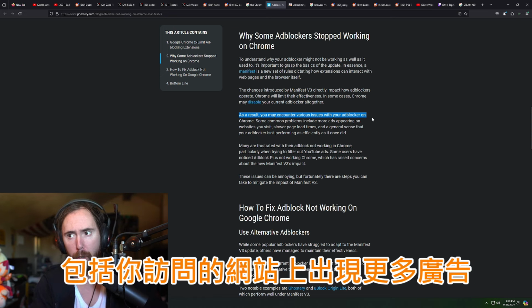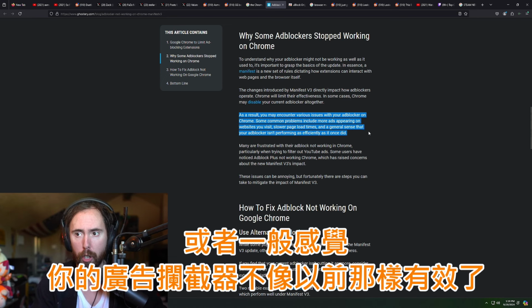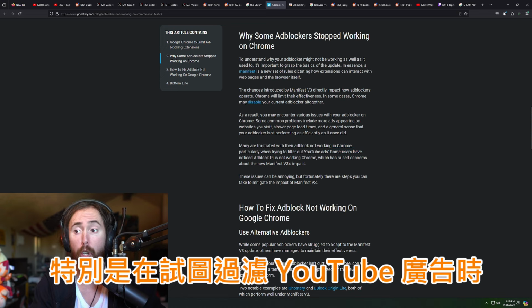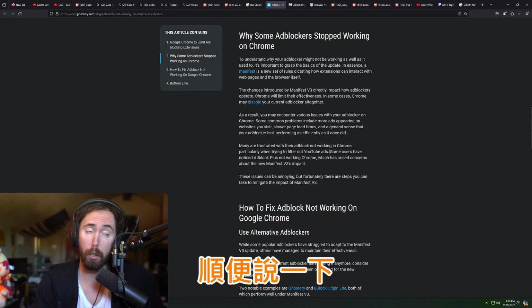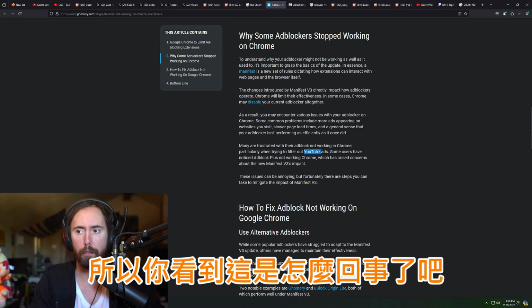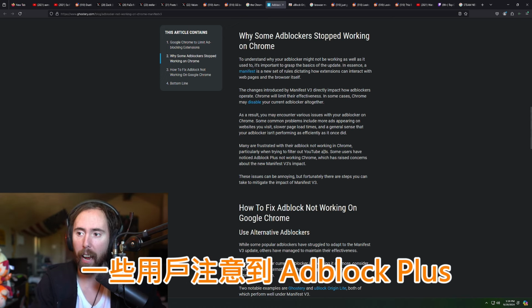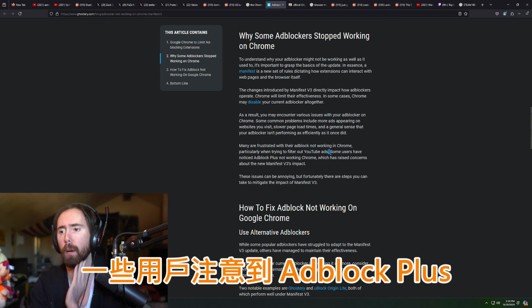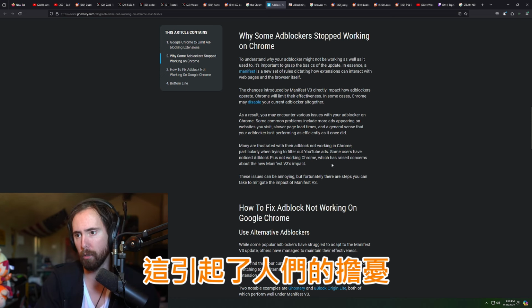Some common problems include more ads appearing on the websites you visit, slower page times, or a general sense that your ad blocker isn't performing as efficiently as it once did. Many are frustrated with their ad blocker not working in Chrome, particularly when trying to filter out YouTube ads, which also, by the way, is owned by Google, which also makes Chrome. So you see how this happens, right? And some users have noticed Adblock Plus not working on Chrome, which has raised concerns.